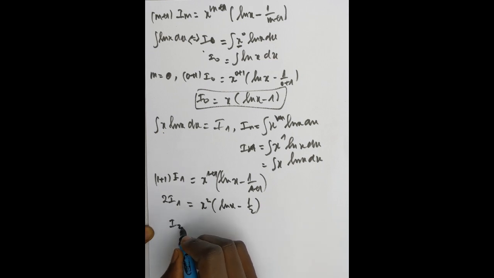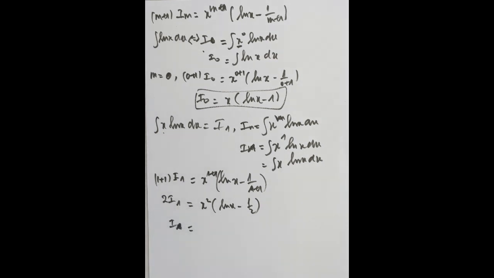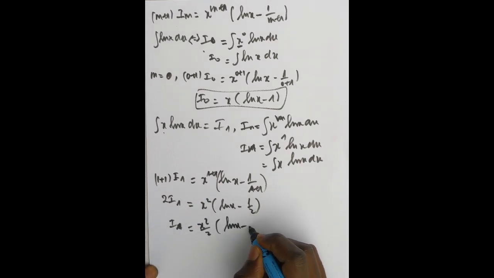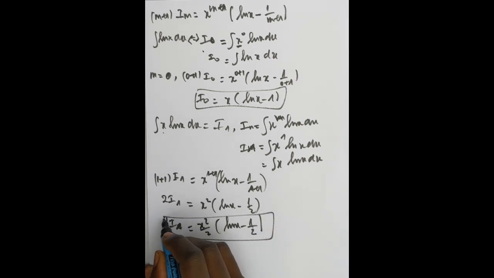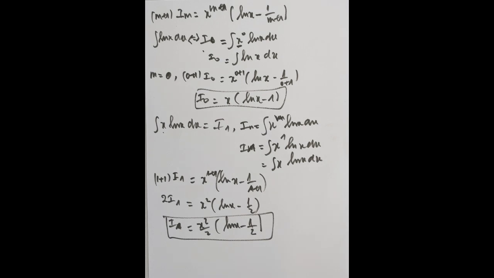So E1 will be equal to x squared over 2 bracket of ln x negative 1 over 2. This is the solution of the second example.